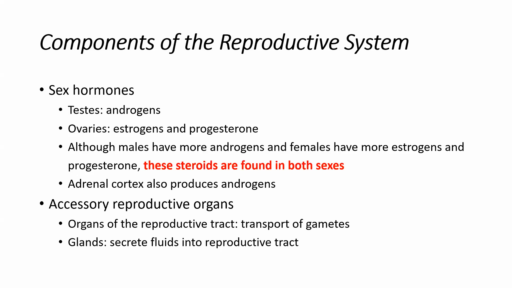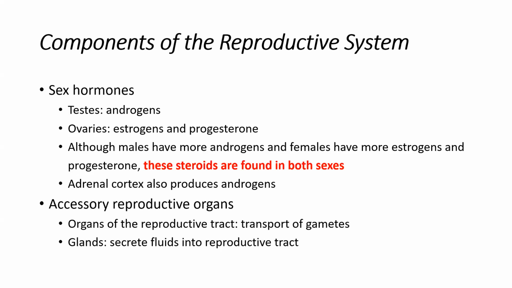The adrenal cortex also helps in the production of androgens. So we spoke about the adrenals before. There's the medulla and the cortex. We talked about some of the other hormones of the cortex, such as the aldosterone that we talked about in the renal system, but the cortex also plays a role in secreting androgens that are critical for sexual maturation and regulating the reproductive cycle as well.